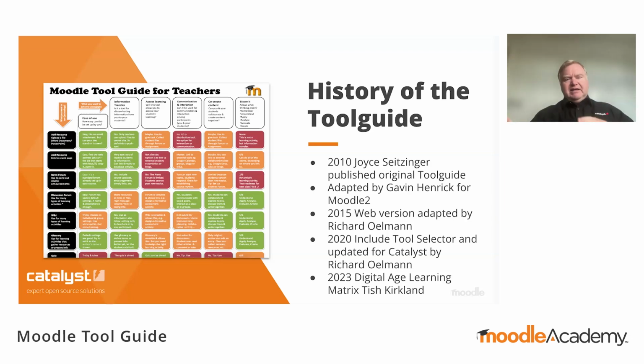So I then added a tool selector to it as well, which went a little further than people looking at the columns, and actually made a decision tree about how, if you weren't familiar with Moodle, if you weren't familiar with the tools in the first place, you could go about selecting what the right tools were.